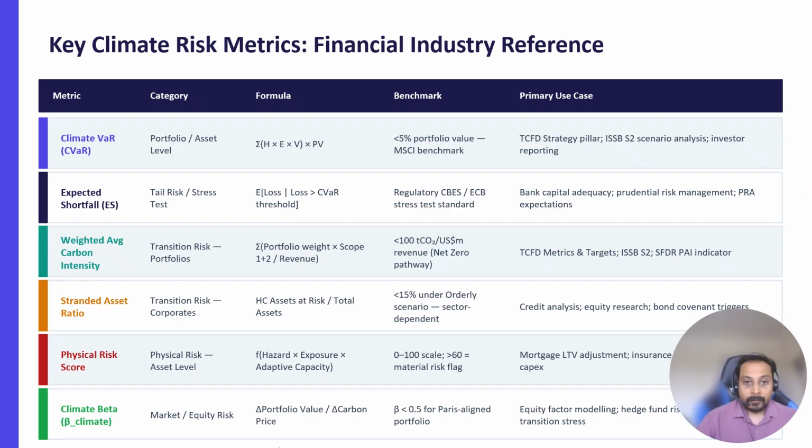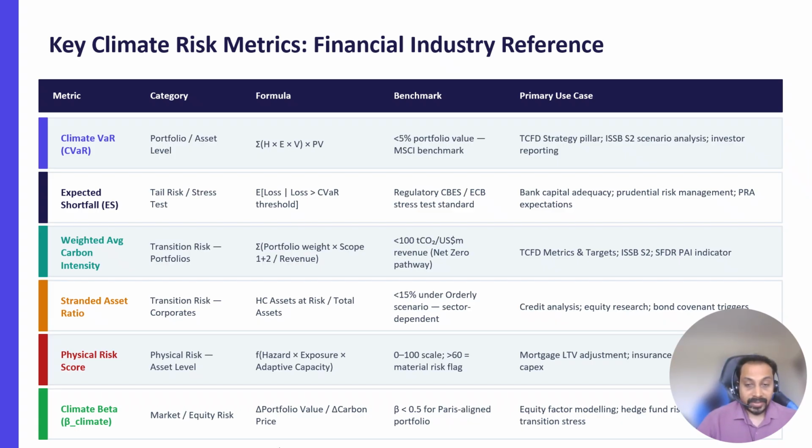Then it comes to the physical risk score, which is a normalized 0 to 100 summary of the HEV calculations. Scores above 60 are typically flagged as material, and that is very important. Mortgage lenders use this to adjust the loan to value ratio on flood-exposed property. The physical risk score is very much required through adaptive capacity, hazards and exposures. We will see in much more detail how it is quantified.